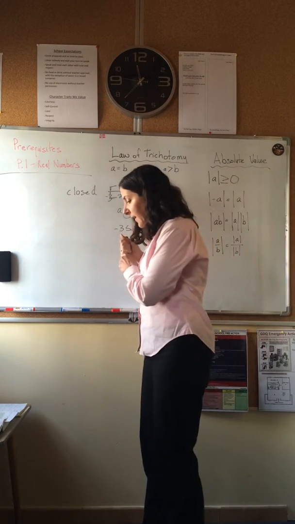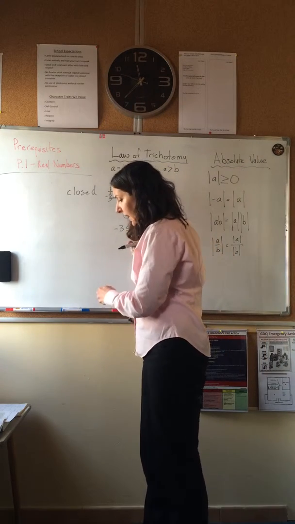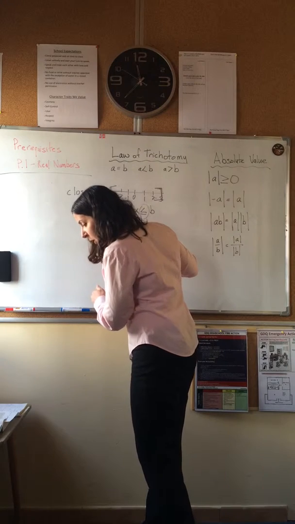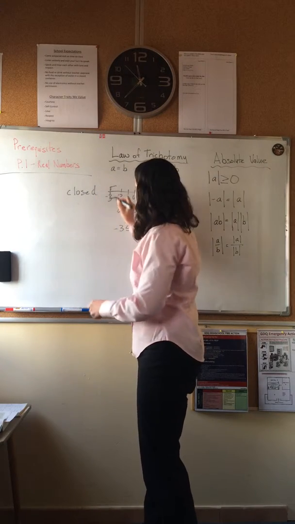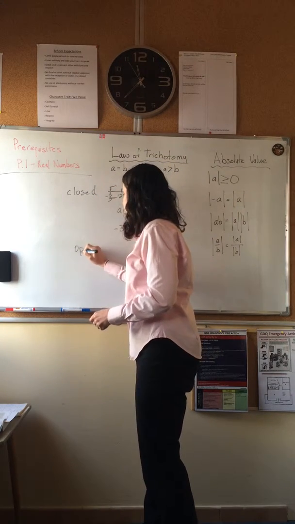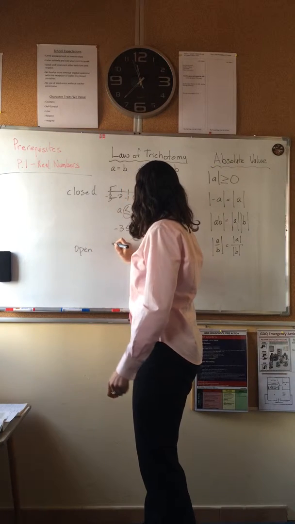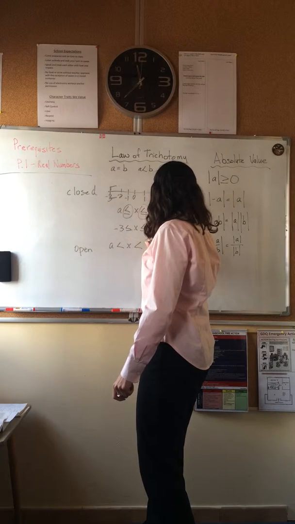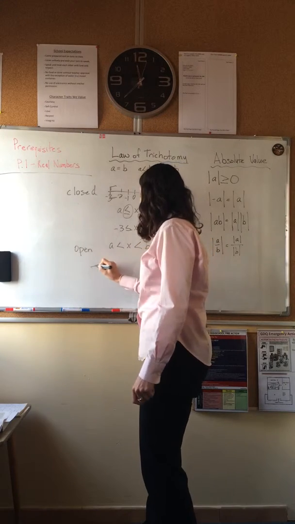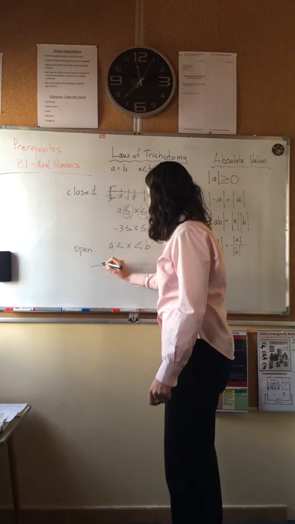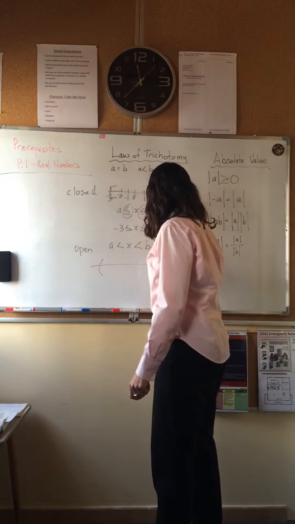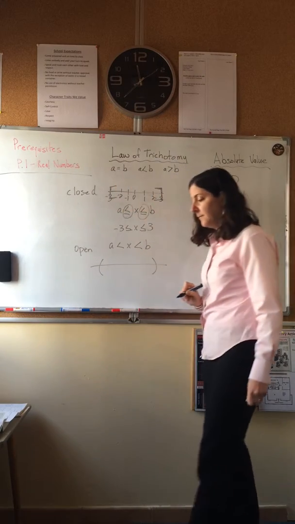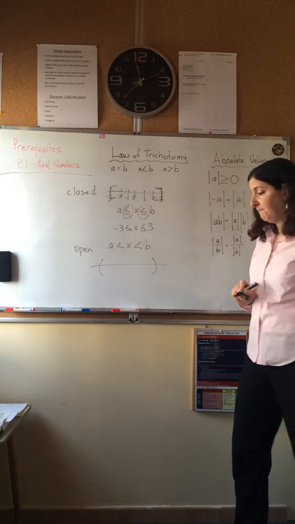You can also have the opposite of that, which would be open. The closed includes the number, the open does not. So if we took the same inequality, A is, this time let's say, less than x is less than B, and we'll use these, it's going to look like this. It's open.